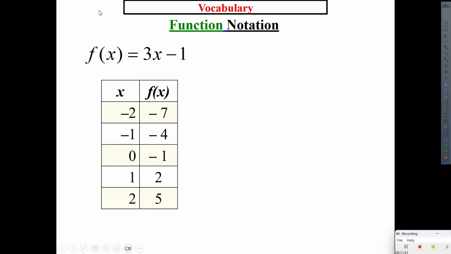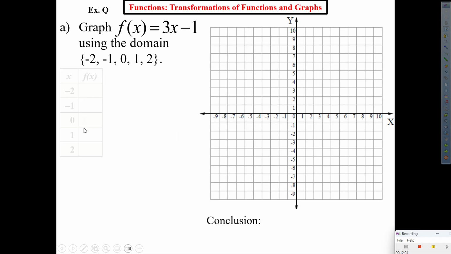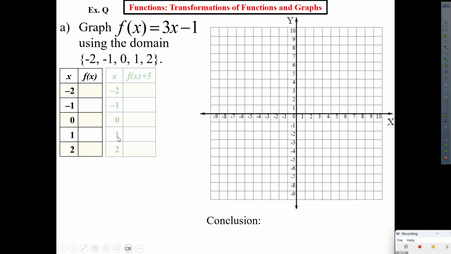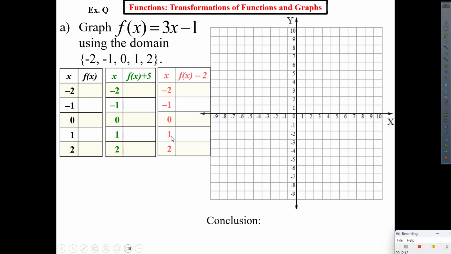And I want you to write example Q. It says graph f of x equals 3x minus 1 using domain -2, -1, 0, 1, 2. And then I want you to make three tables underneath. This one in black, look up. This one in green if you have green. And this one in red. So copy those. On the top left of your graph paper, you have plenty of space, yes? I'll give you guys some time. Copy and go.